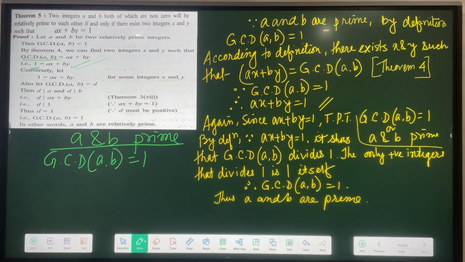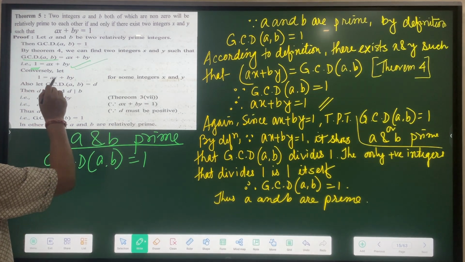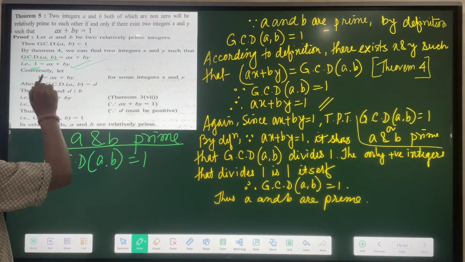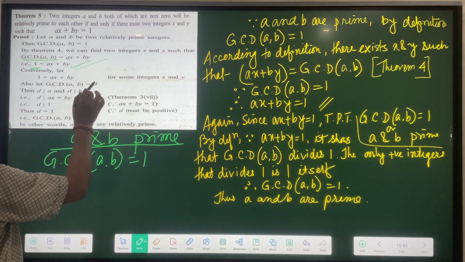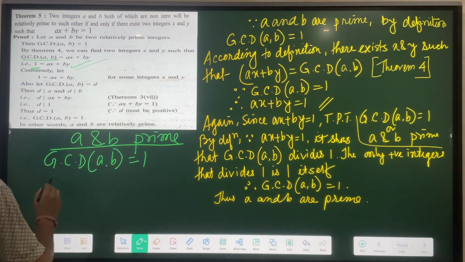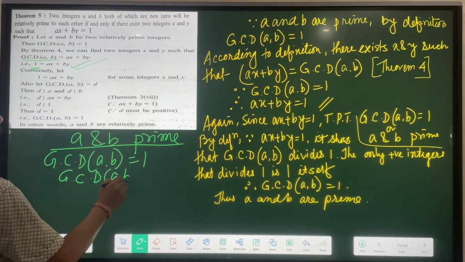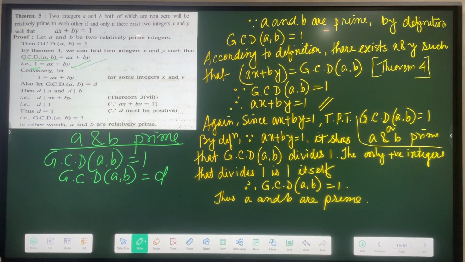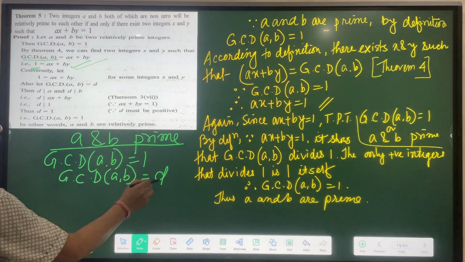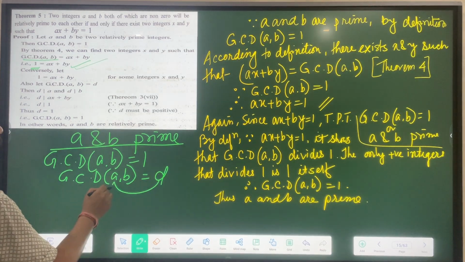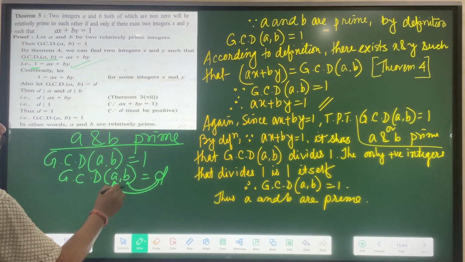Conversely, ax plus by equals 1 is given, we have to prove A and B are relatively prime. So conversely, let 1 equal ax plus by. Let GCD of A, B equal D. That means D divides A, and D also divides B.